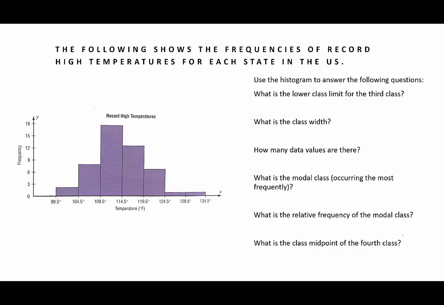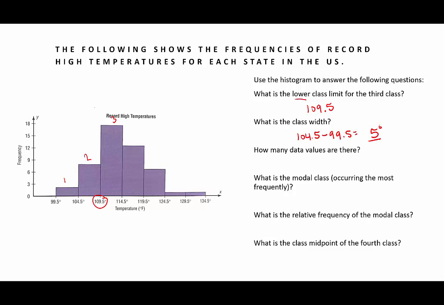Okay. What is the lower class limit for the third class? So we're going to count the bars. This is class 1, class 2. Here's class 3. It wants the lower class limit. That would be this right here at 109.5. What is the class width? So a class width, we would take the lower class limit of one class and subtract it by the lower class limit of the one immediately to its left. Let's just do the first two, 104.5 minus 99.5, and I'm getting the class width is 5 degrees.